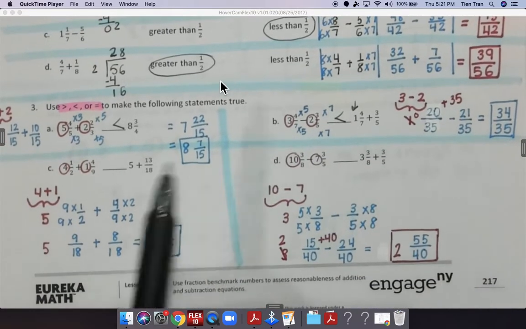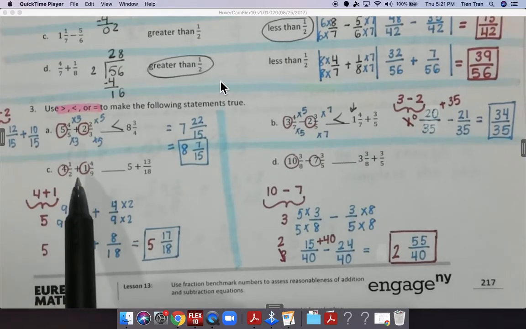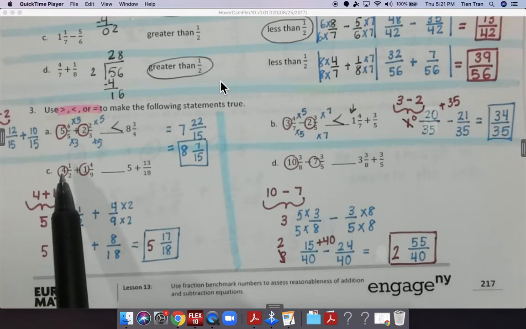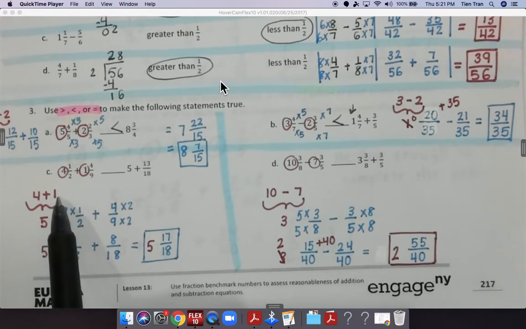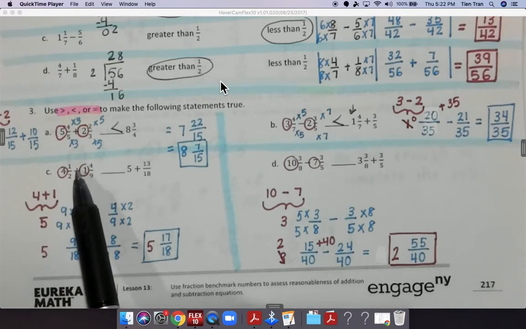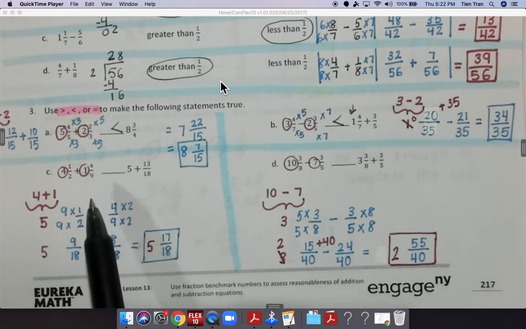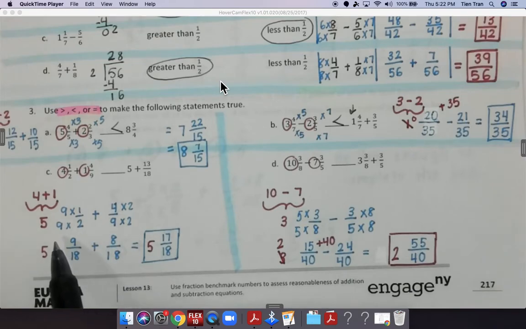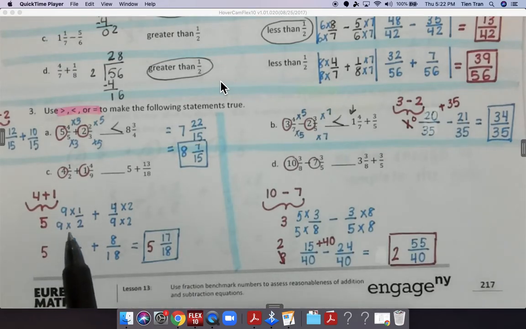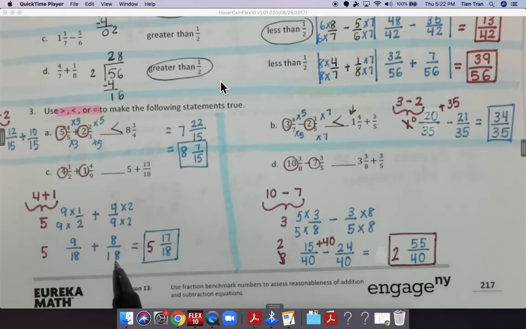Problem C. We have 4 and 1/2 plus 1 and 4 ninths. And we're going to solve that one first. I have my whole numbers 4 and 1, so I'm adding them together and I get 5. So right here I have my fractions 1/2 and 4 ninths. I need to make sure that I find the common denominator for 2 and for 9, which is 18. So 9 times 2 is 18, 9 times 1 is 9, 9 times 2 is 18, 4 times 2 is 8.